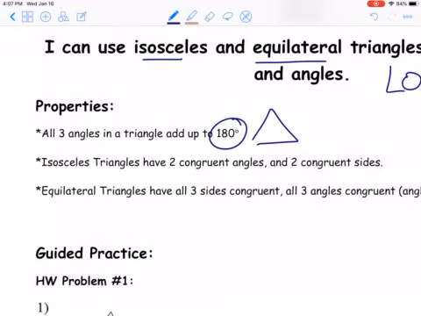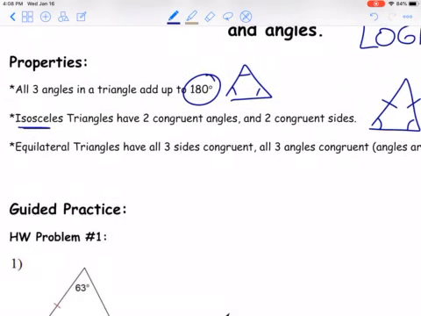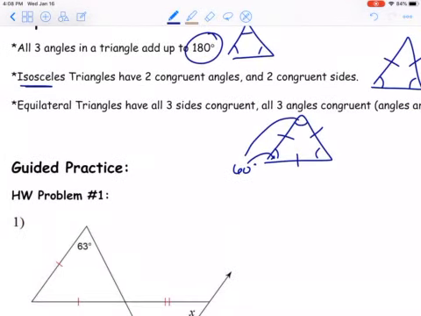Triangles add up to make 180, so boom, boom, boom, makes 180. Isosceles triangles are when you have two sides that are equal and two angles that are equal. We don't know anything about that third side or angle though. Equilateral is when all three sides are equal and all three angles are congruent. And you know that because they add up to make 180, these have to be 60 degrees. And that goes there and there. You don't know anything about the sides though, just that they're equal.